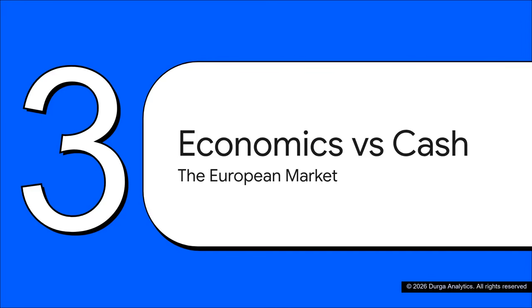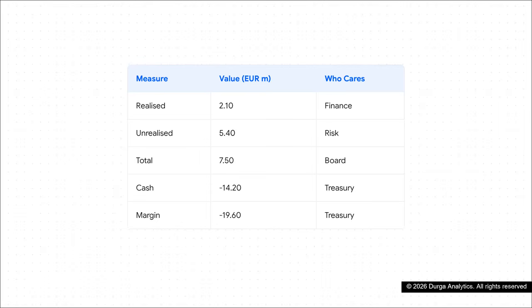All right, Section 3. Let's test this in the field and see how it behaves in reality, starting with the European market and the massive conflict between economics and cash. Look at this real-world European hedged book. This is exactly what a board report looks like.